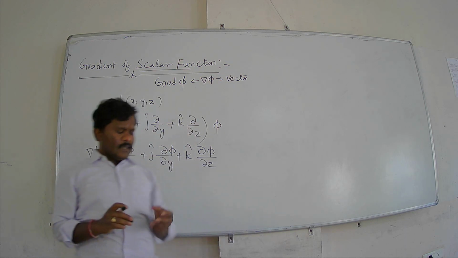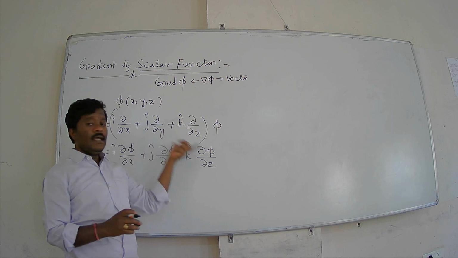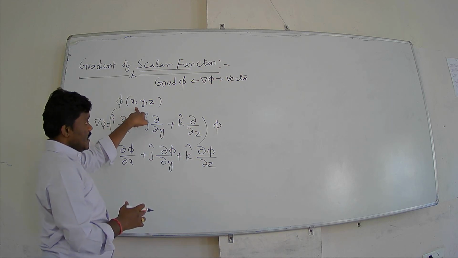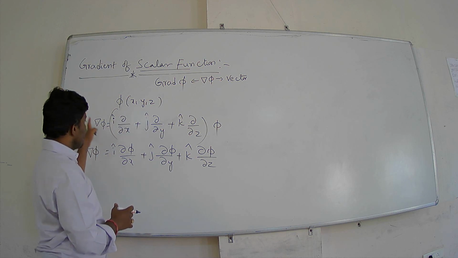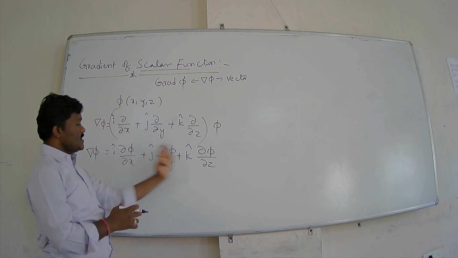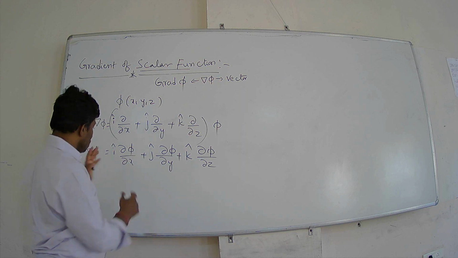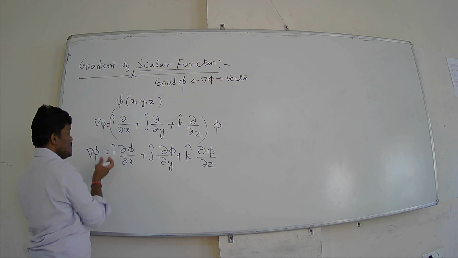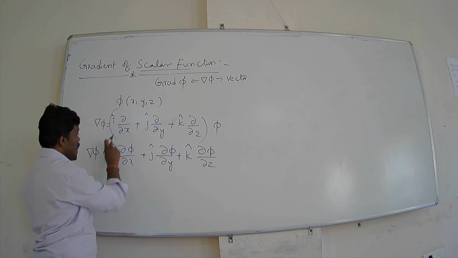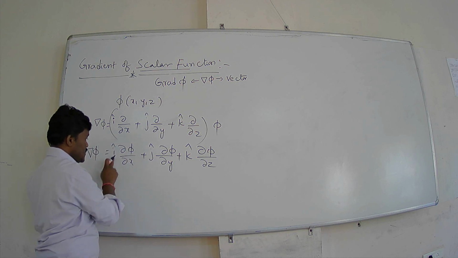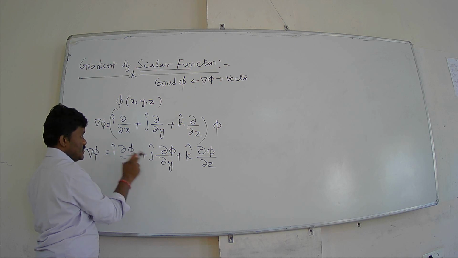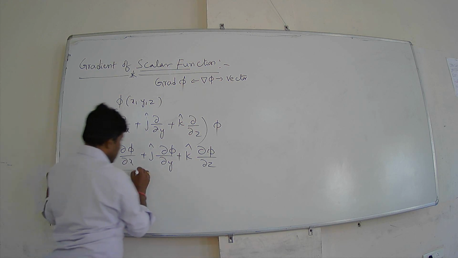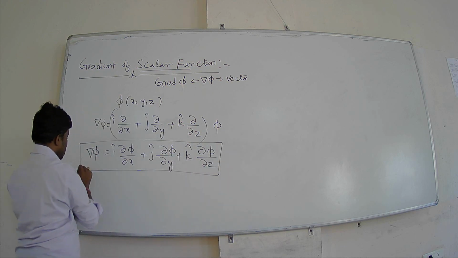As we said, this is a vector. Why is it a vector? You can see, phi is a scalar and del is a vector. So a vector is operating on the scalar, so the result is a vector. Grad phi is represented as del phi, which is i cap dou phi by dou x and so on, with i cap, j cap, k cap. So you can say that this is the vector.